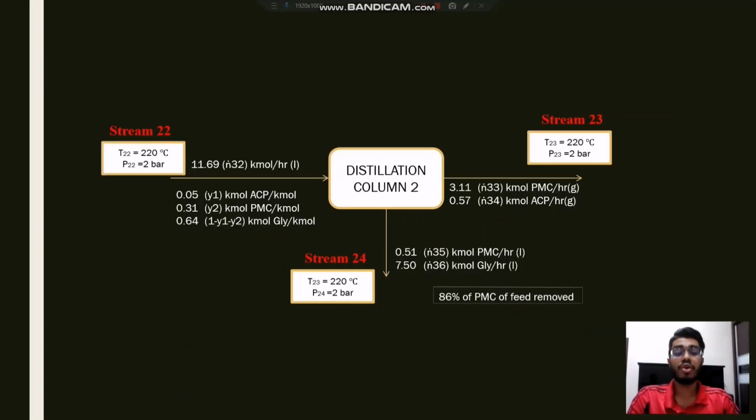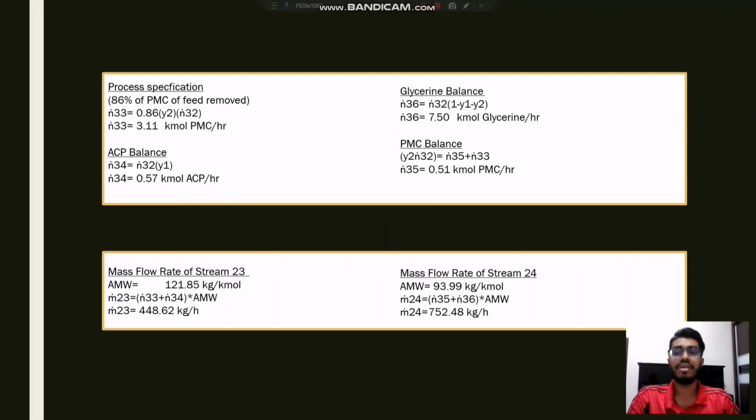Moving on to distillation column 2, we have 4 unknowns to be found here, which are N33, N34, N35, and N36. Information of 86% of PMC of feed removed is given by the question itself. By using this information, we can obtain the value of N33, which is 3.11, and by performing ACP balance, glycerin balance, and PMC balance, we will be able to obtain the values of N34, N36, and N35 respectively.